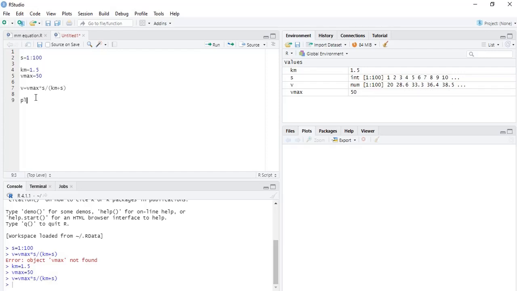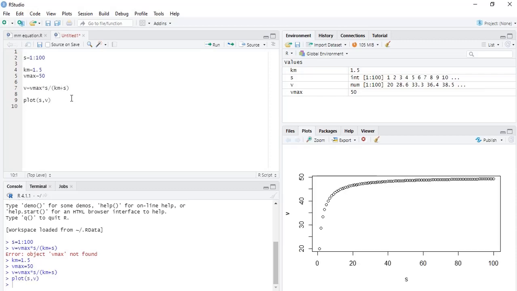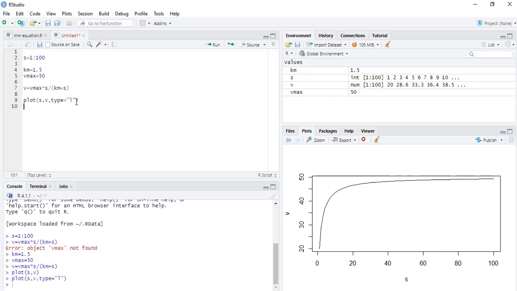Now we'll plot these values to see the actual process. Plot is the function, and S is the substrate concentration, V is the velocity, and S is X and V is Y. We'll run that and we are seeing that, but we'll make that type line. Type is equal to l, and we'll run that. A line is there.